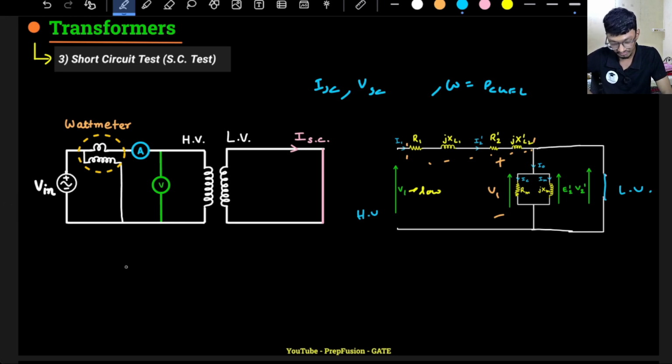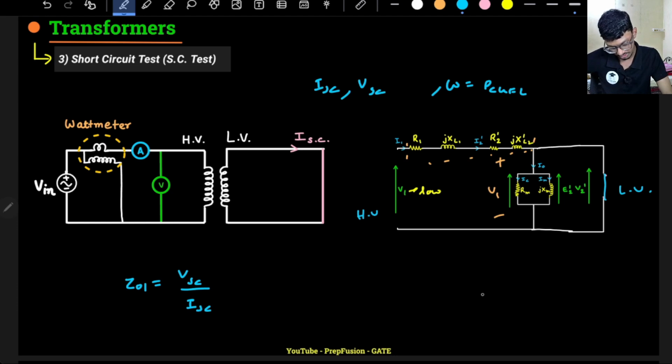So these are the readings of the meters. And how can I find out the circuit parameters, like the resistance and the leakage reactance? For this, very basically, I know my Z01. Z01 will be V_SC upon I_SC, right? Z01 is the overall impedance referred to the primary, or the high voltage side. So this is my Z01.